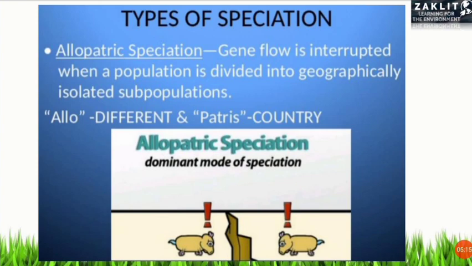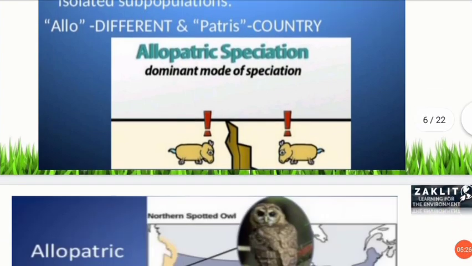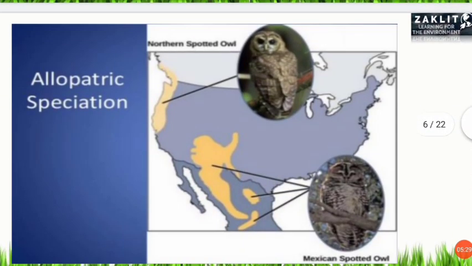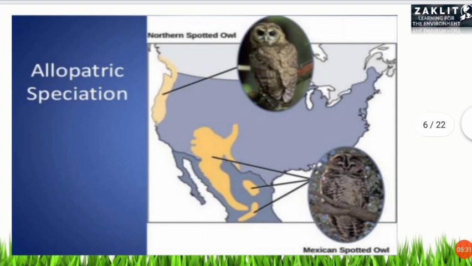I hope you are able to understand this allopatric speciation, that is because of a geographical barrier that can be naturally formed or can be formed by human interaction or human intervention. Let's move on to the example of allopatric speciation. So for this allopatric speciation, we will take an example from Mexico.